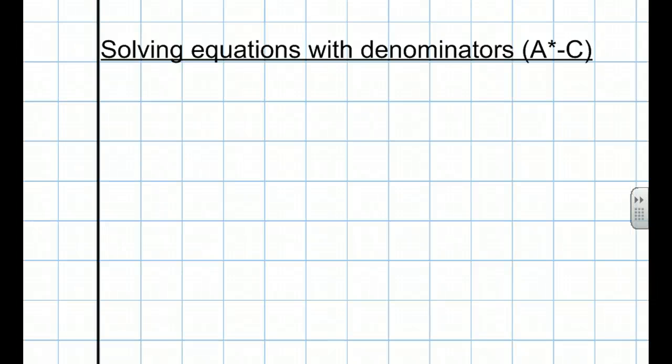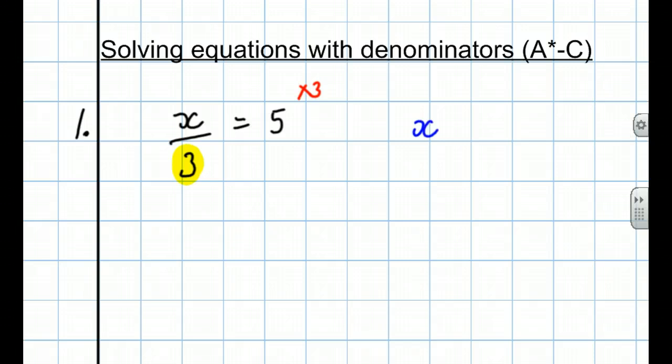Hello there. In this brief video we're going to be looking at solving equations with denominators. Let's look at the most basic sort: x over 3 equals 5. It's an equation in which we have a number at the bottom, a denominator. The way we solve it is we get rid of that by multiplying the whole equation by 3 to give x, because x divided by 3 times 3 is x, equals 15.